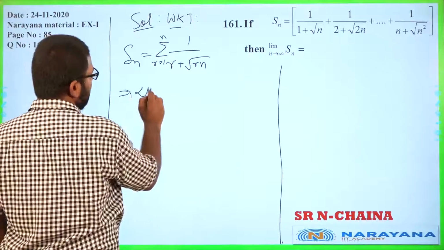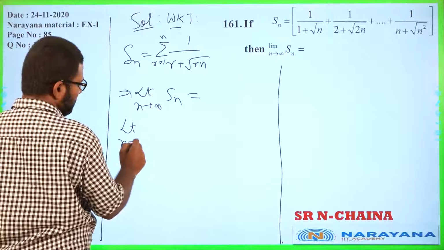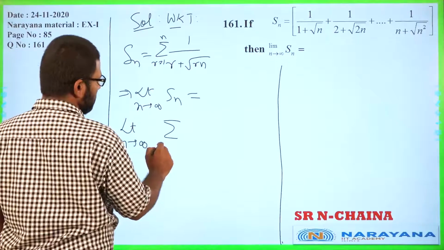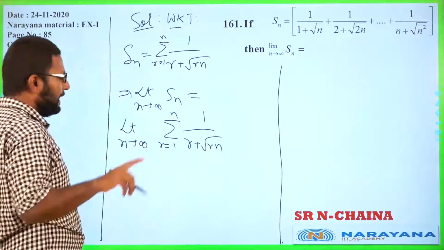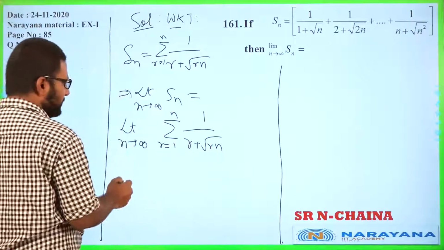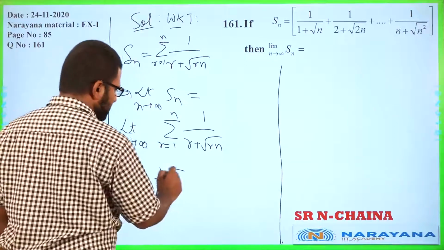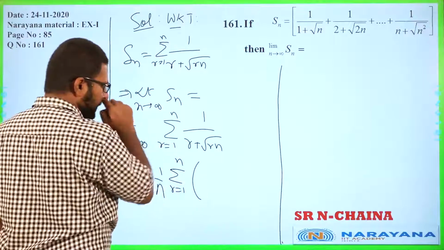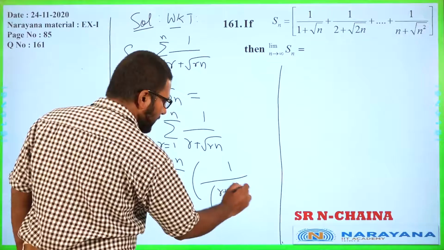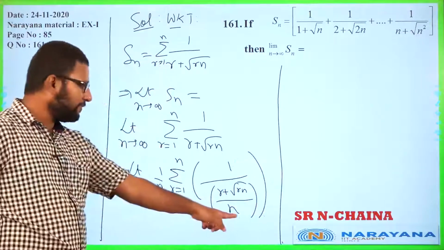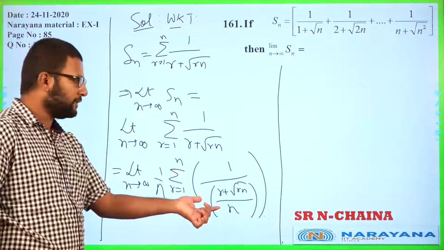Which means limit n tends to infinity Sn, which is what they've asked, would be limit n tends to infinity summation r goes from 1 to n 1 by r plus root rn, and then we want 1 by n outside. So take it outside, which is limit n tends to infinity 1 by n summation r equal to 1 to n. I will divide the denominator by n, r plus root rn divided by n. Where did this come from? Because I'm multiplying with 1 by n, so dividing with 1 by n.